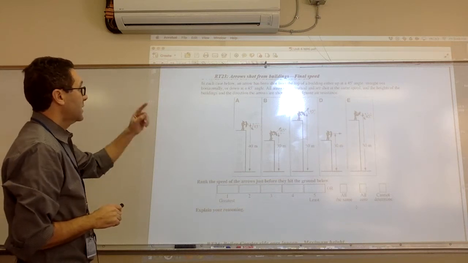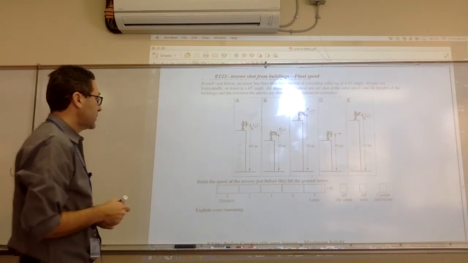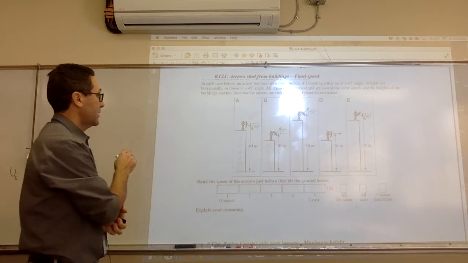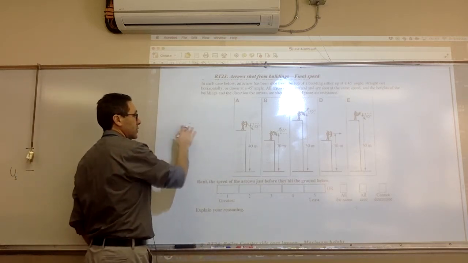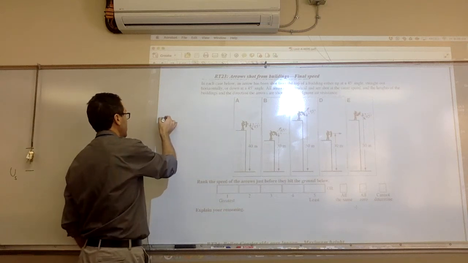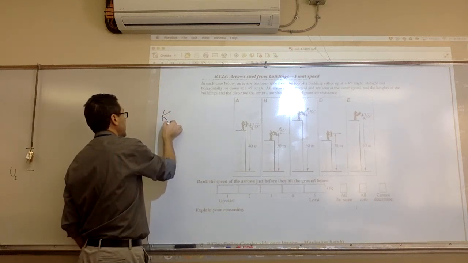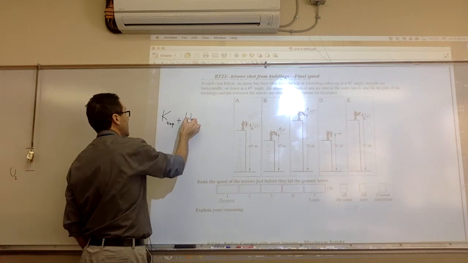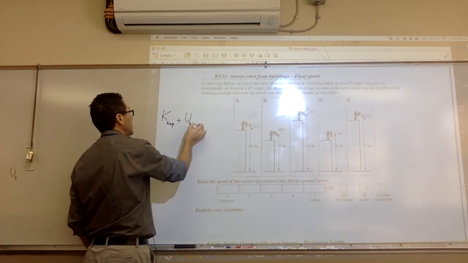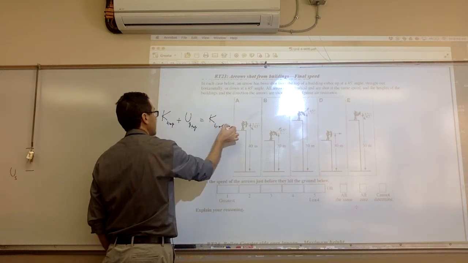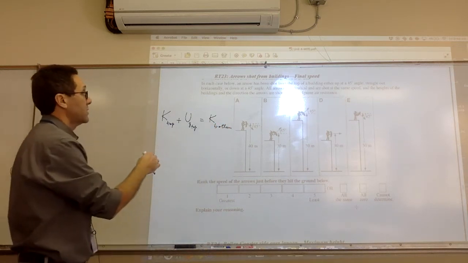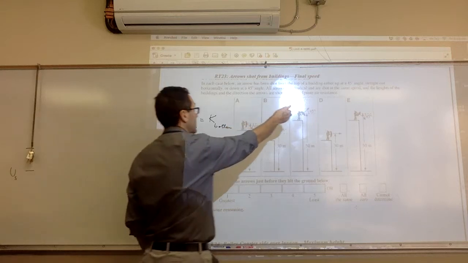Okay, but the heights are different. Rank the speed of the arrow just before they hit the ground. So I'm going to write an equation for a general case, and then we're going to apply it. Kinetic energy at the top plus potential energy at the top equals kinetic energy at the bottom. This is the conservation of energy. There's no air resistance here, right? It says to ignore it.